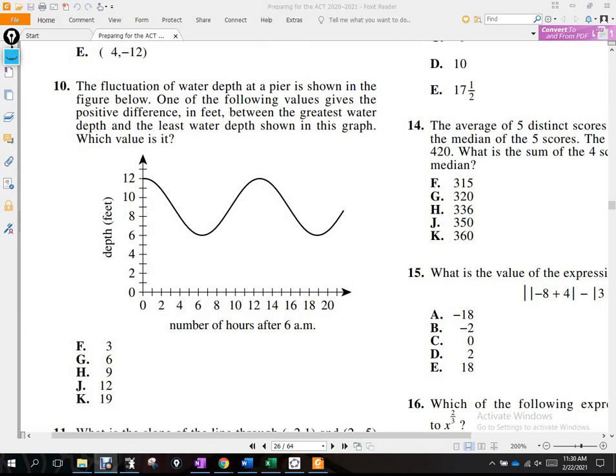This last one says the fluctuation of water depth is shown in the figure below. One of the following values gives the positive difference in feet between the greatest water depth and the least water depth shown in the graph. Which value is it?